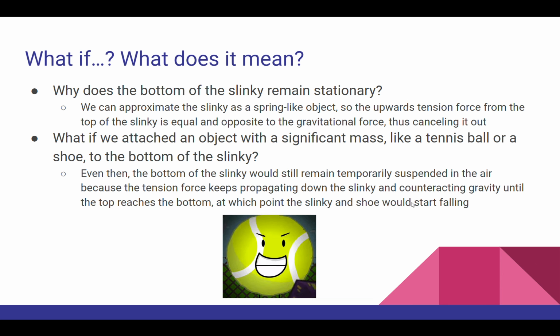As for our discussion questions, why does the bottom of the Slinky remain stationary? It's because of the propagation of forces throughout the spring, and thus because it's a spring-like object, it has an upward tension force from the top of the Slinky that is equal and opposite to the gravitational force, and that keeps causing it to stay stationary until it fully falls from top to bottom.